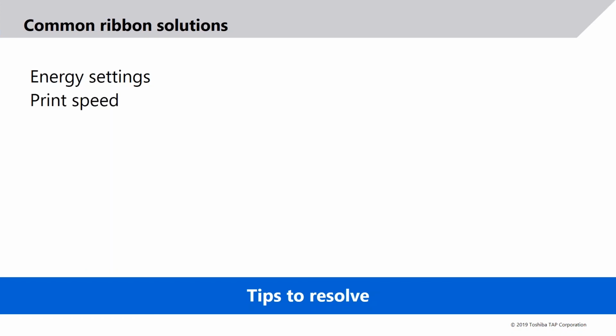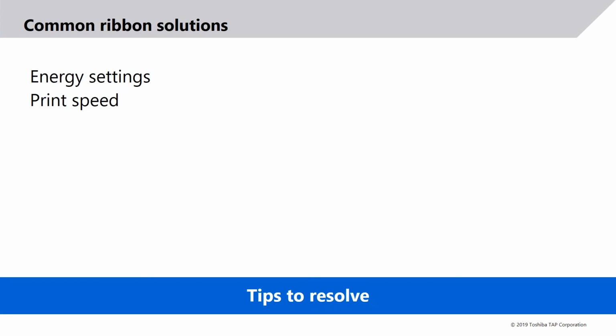The next thing to look at is the print speed. The ribbon requires time to have the ink heated up and transfer to your label, so depending on how fast you're printing, this can affect the quality of the print that you ultimately have. The good news is you can change the print speed in the printing preferences in the same section where we saw the media information, the transmissive sensor, and thermal transfer as the media type.